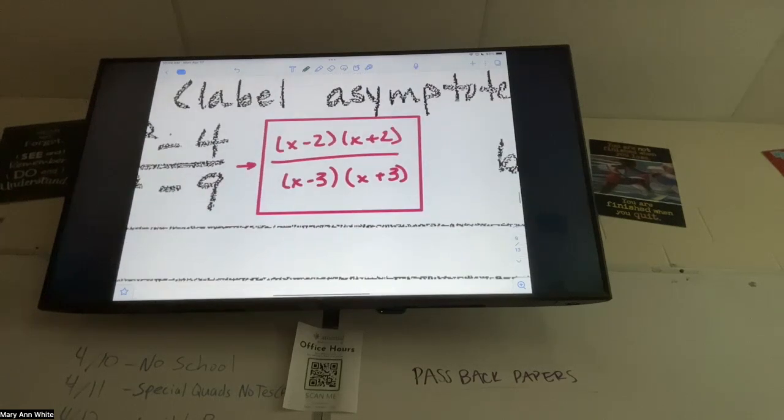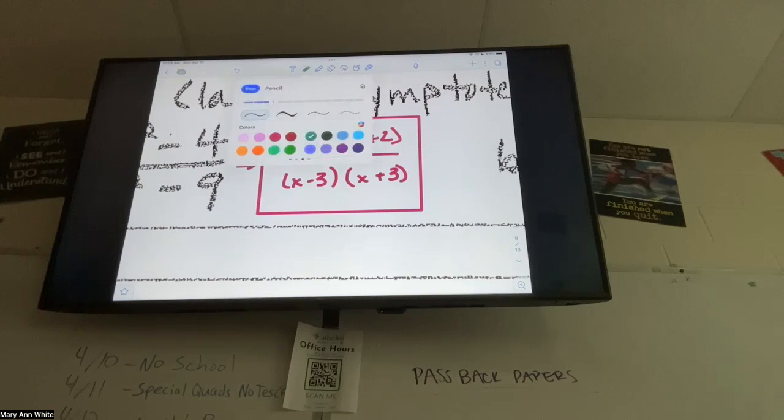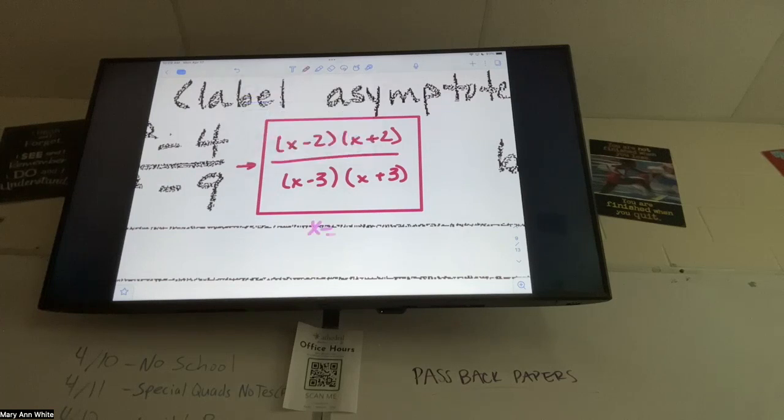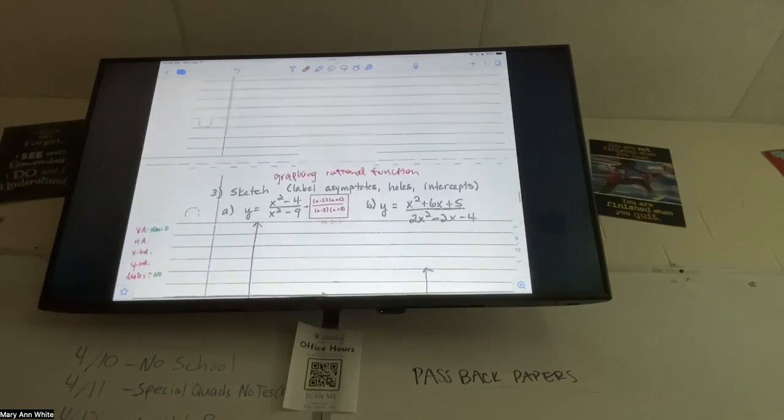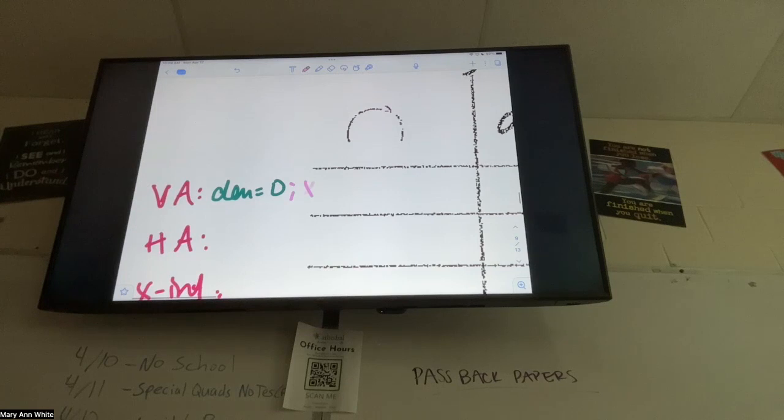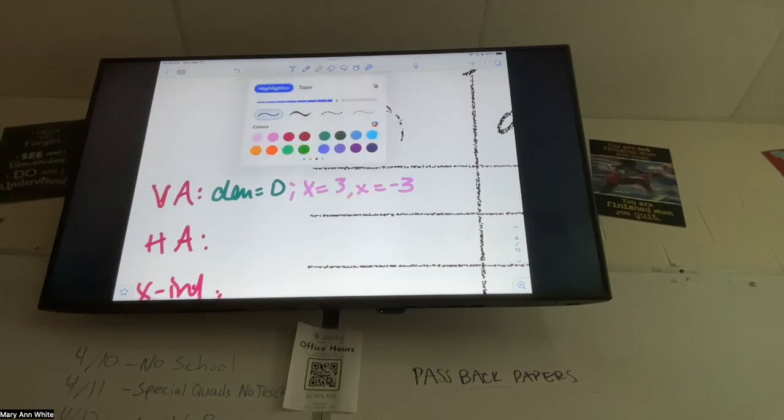When I do that, if I set x minus 3 equal to 0 and x plus 3 equal to 0, what are my answers here? But we cannot have the denominator equal 0, and so that means my asymptotes are 3 and negative 3. So we're gonna say x equals 3 and x equals negative 3 are our vertical asymptotes.